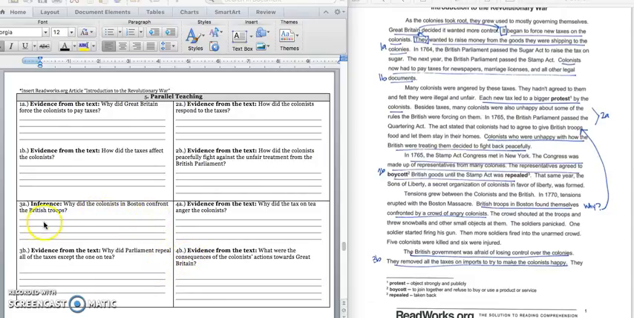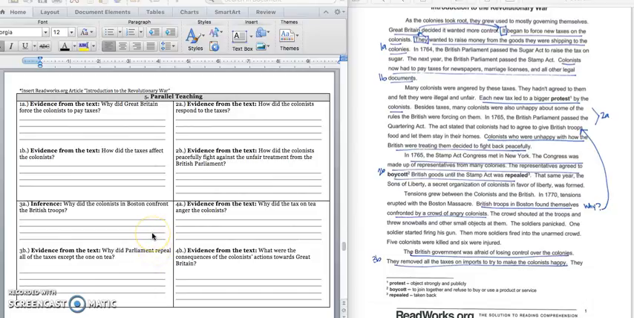Why did the colonists in Boston confront the British troops? We have the spot that says that they did confront the troops, and if we go back into paragraph 2, it tells us that Parliament passed the Quartering Act, and the soldiers were allowed to live in the colonists' homes, and they had to feed them. So the colonists were forced to let the British soldiers into their homes and to take care of them. And that could be why they were angry at the British soldiers.